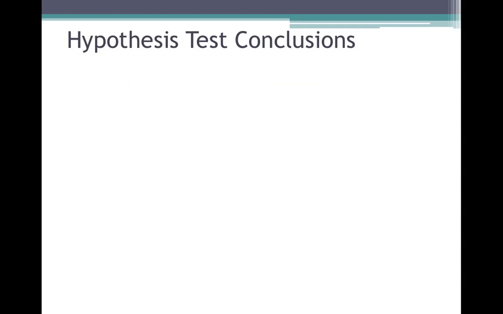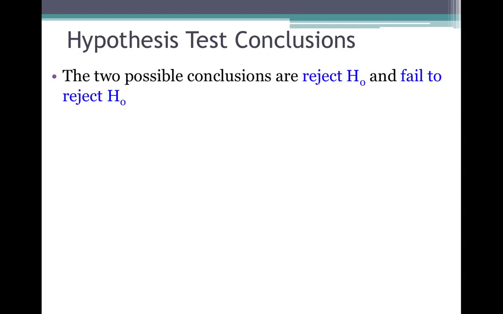Hypothesis test conclusions. The two possible outcomes are reject H0, which is reject the null hypothesis, and fail to reject H0, fail to reject the null hypothesis. So there are only two conclusions to a hypothesis test. It's either going to be this one or this one, nothing else.